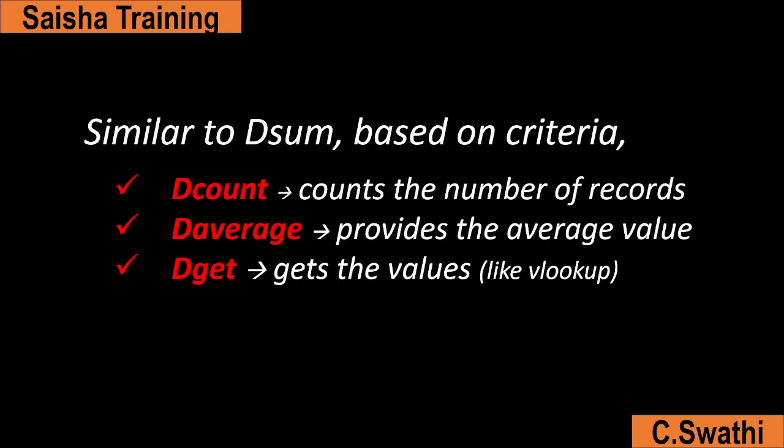Similar to the DSUM function, we have DCOUNT, DAVERAGE, DGET. DCOUNT counts the number of records in a table. DAVERAGE provides the average value of the field that we want. DGET will get the field value. It's similar to VLOOKUP. Let us try these three.